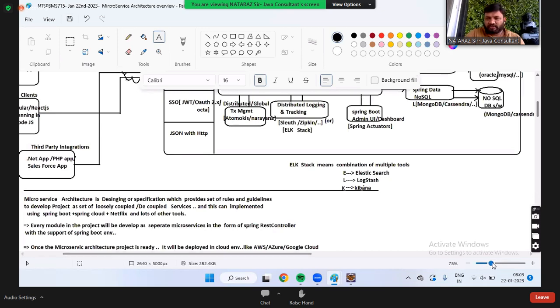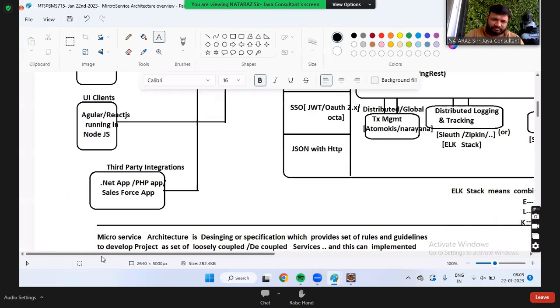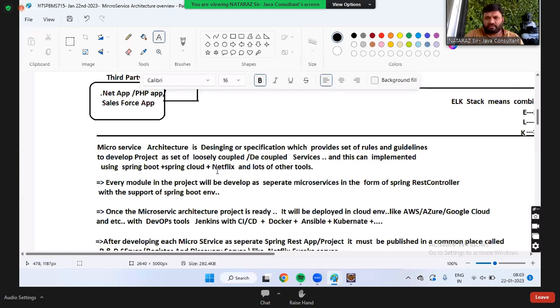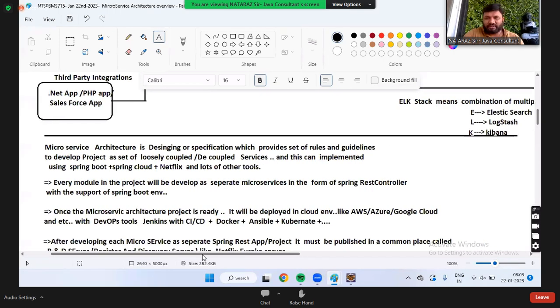Okay, boss. So now let's study one by one, guys. ELK stack is for distributed logging. That means it provides an environment to track the flow of execution across the multiple microservices, right boss? Yeah, Shivkumar is confirming my statement, guys.